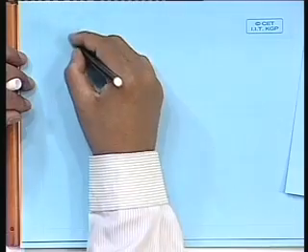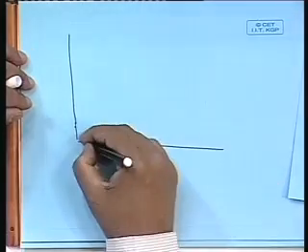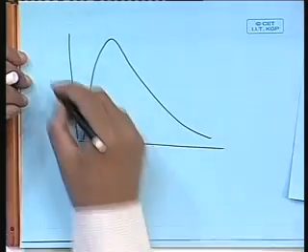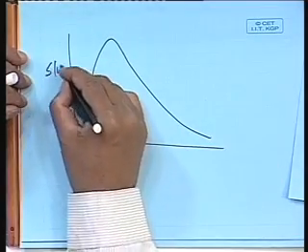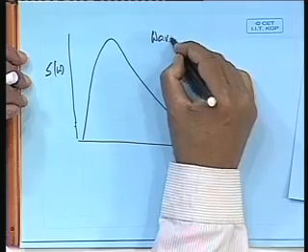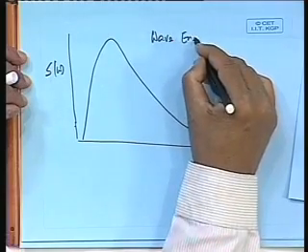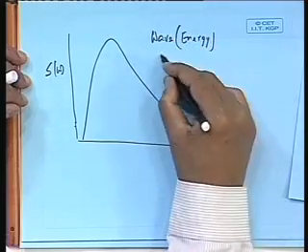Now the typicality of this graph. See, now the graph will look something like that. So this is now S omega, which we can call the wave energy spectrum, as some people call it.